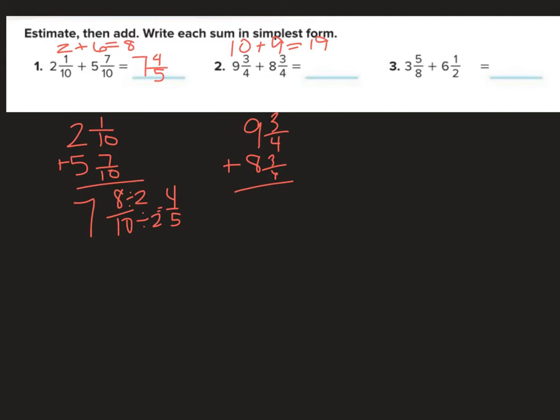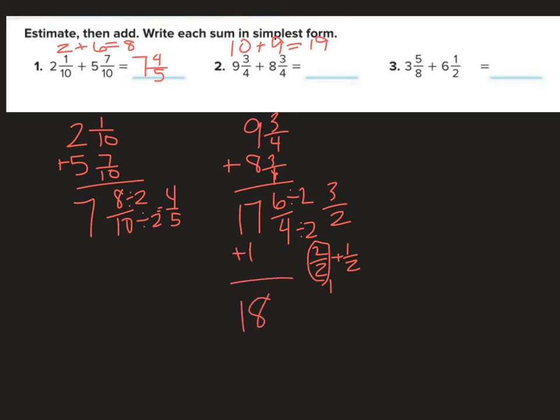Okay, 3/4 plus 3/4 is 6/4. 9 and 8 makes 17. Now notice we have an improper fraction and it can be simplified. I think it's kind of easier to work with them when they're already simplified. So let's do that: 3/2. If I take 3/2, I can break it up into 2/2 plus 1/2. That would be my 1. I have to add it to 17. So I would get 18.5. Is 18.5 really close to 19? Yes, it is.